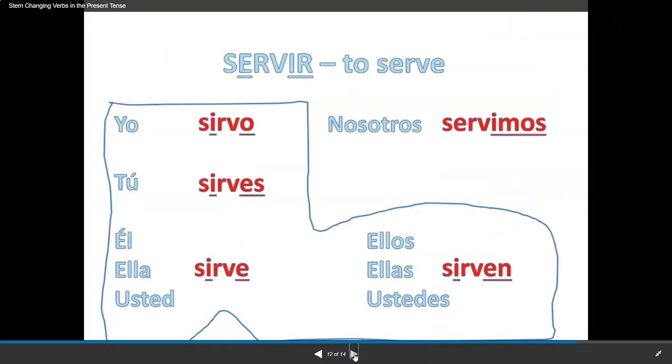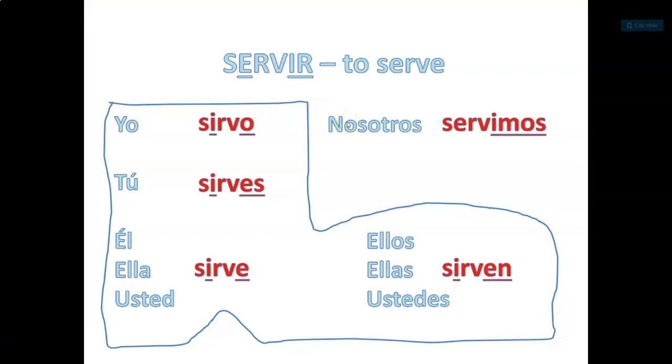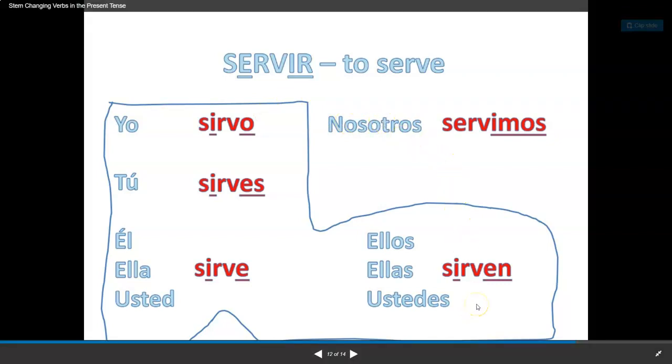Okay. Another verbo, servir, to serve. Yo sirvo, E to I. Tú sirves, él, ella, usted sirve. Nosotros servimos, no cambio, no change, it's outside the boot. Y ellos, ellas, ustedes sirven.